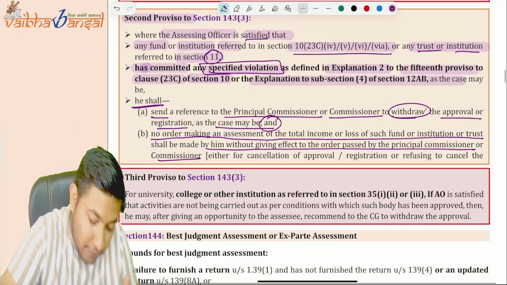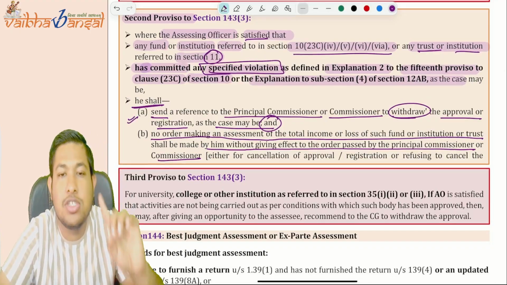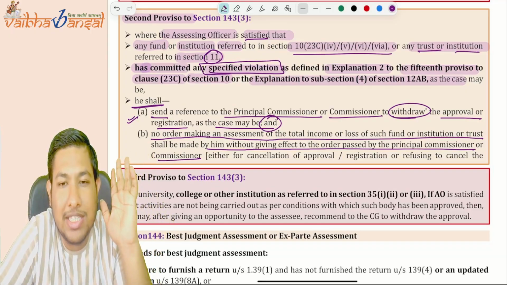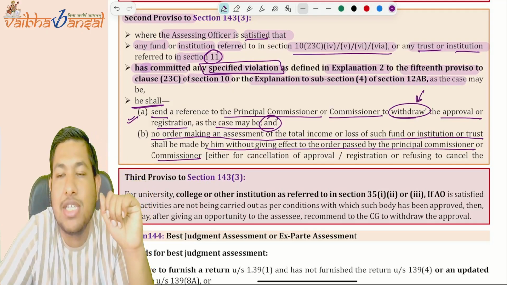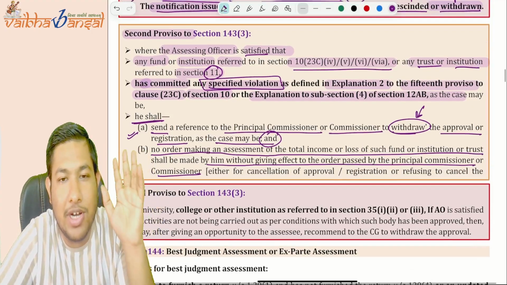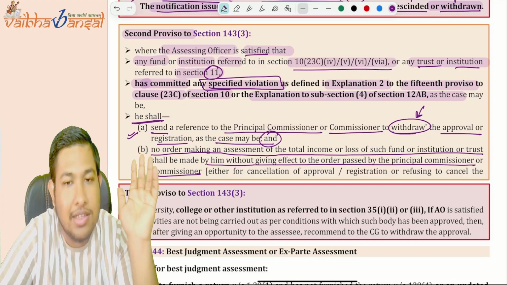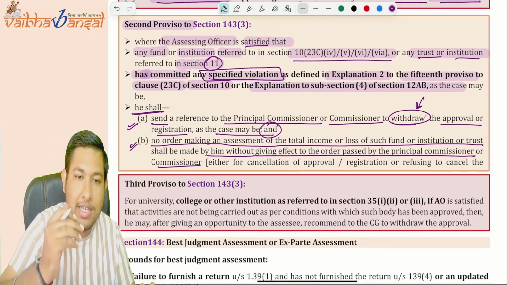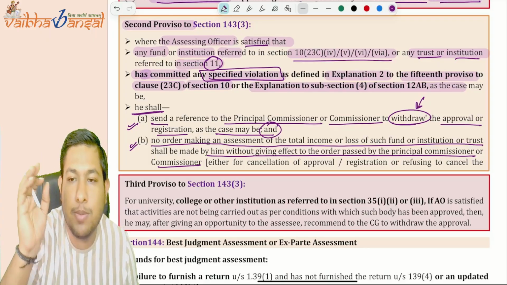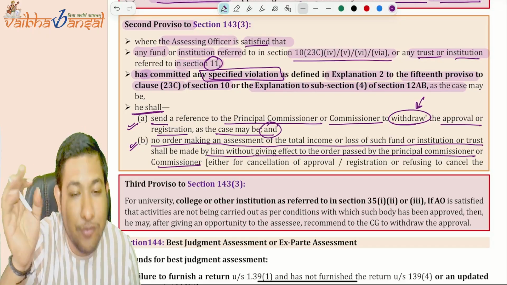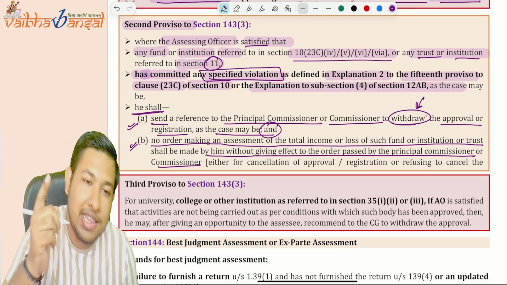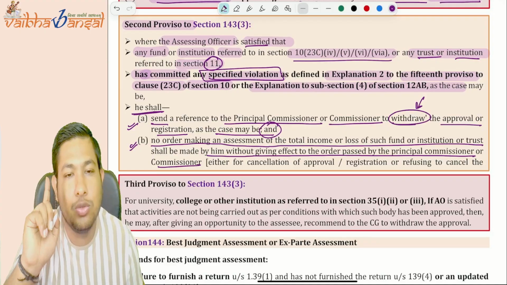Means what? First, you need to give the reference. First, you need to tell the Principal Commissioner or the Commissioner that there are specified violations by these trusts. Please withdraw the approval or the registration of these particular trusts, funds, or institutions. If that is done, then whatever order is passed by the Principal Commissioner or the Commissioner, cancelling or refusing to cancel, the assessing officer must take into account, and only then will he do the assessment accordingly.